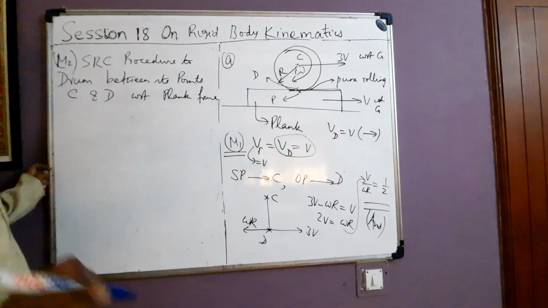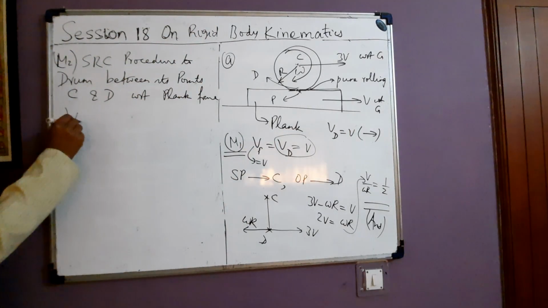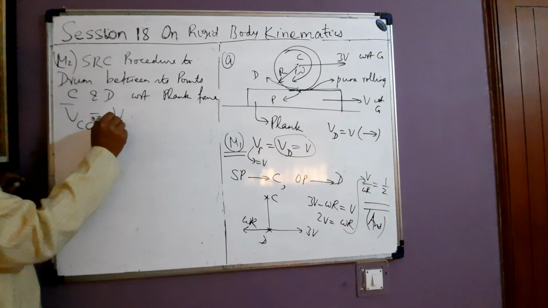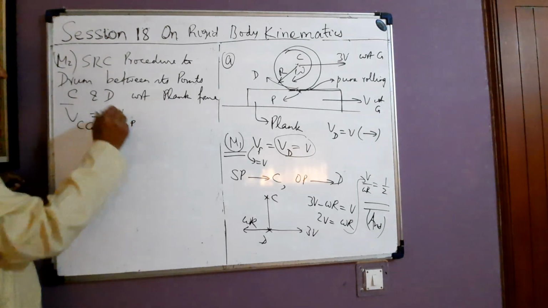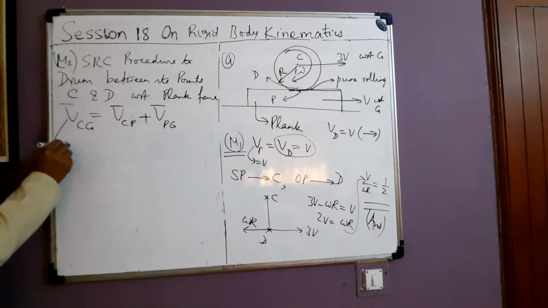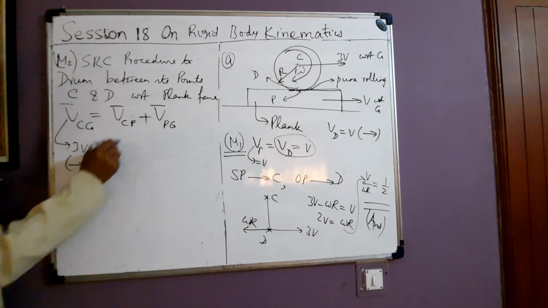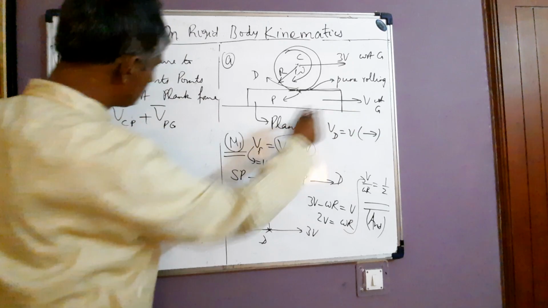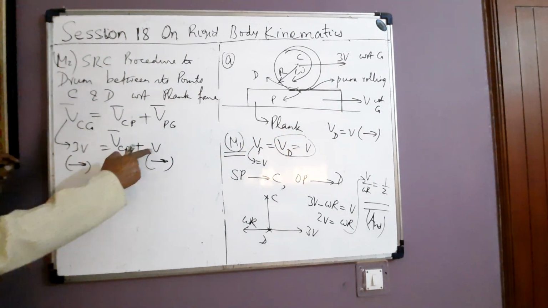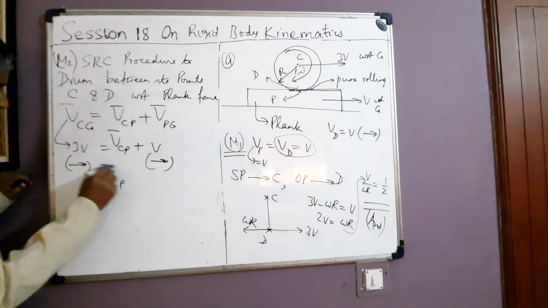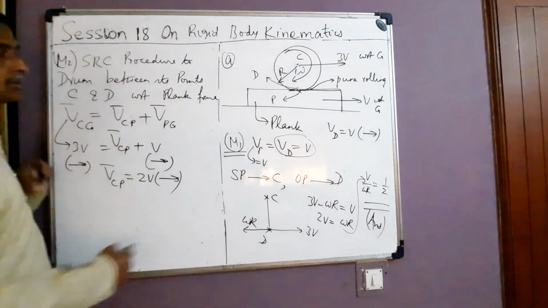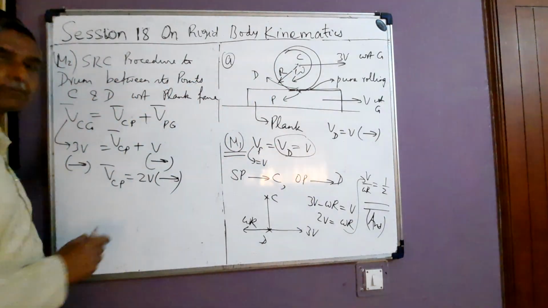From the formula of translating frame for relative velocity, VCG, the velocity of center C of drum with respect to ground, is equal to VCP, the velocity of center C of drum with respect to plank, plus VPG, the velocity of plank with respect to ground. So VCG is given to be 3v in rightward direction. VPG is velocity of plank with respect to ground, that is v in rightward direction. And we are left with vector VCP. If you simplify this, velocity of center C with respect to plank frame will be 3v minus v, 2v in rightward direction. So velocity of center C of drum with respect to plank frame is 2v in rightward direction.